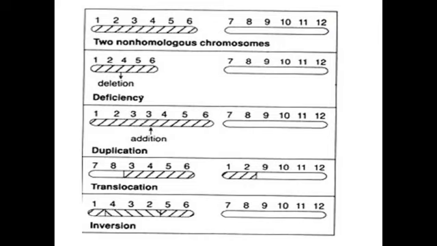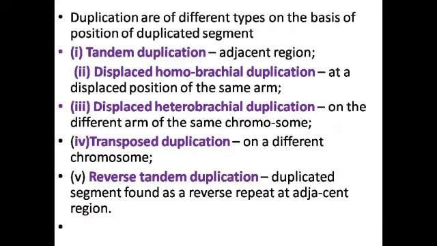This picture tells about the difference between deletion and duplication. In deletion, there will be the deficiency of a gene, whereas in duplication, there will be addition of a particular gene. Duplications are of different types on the basis of position of duplicated segment. There are five types of duplication. Number one, tandem duplication, displaced homobrachial duplication, displaced heterobrachial duplication, transposed duplication, and at last reverse tandem duplication.